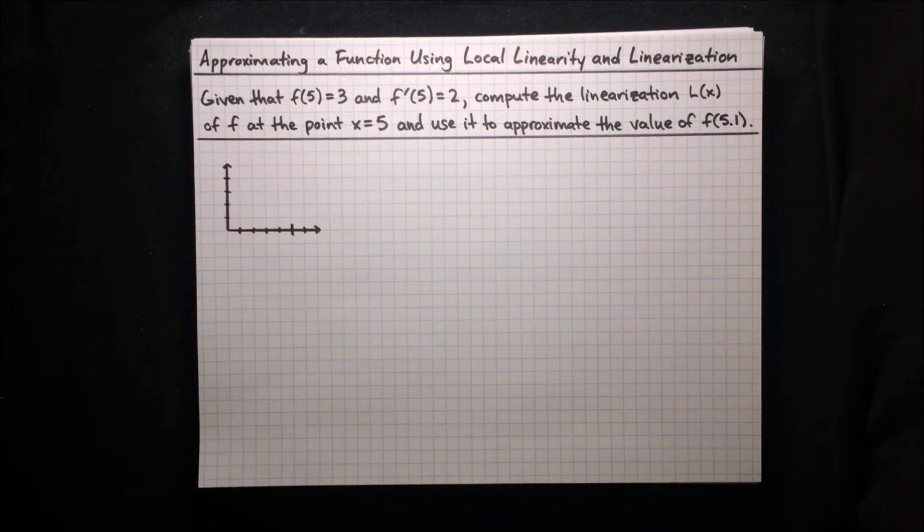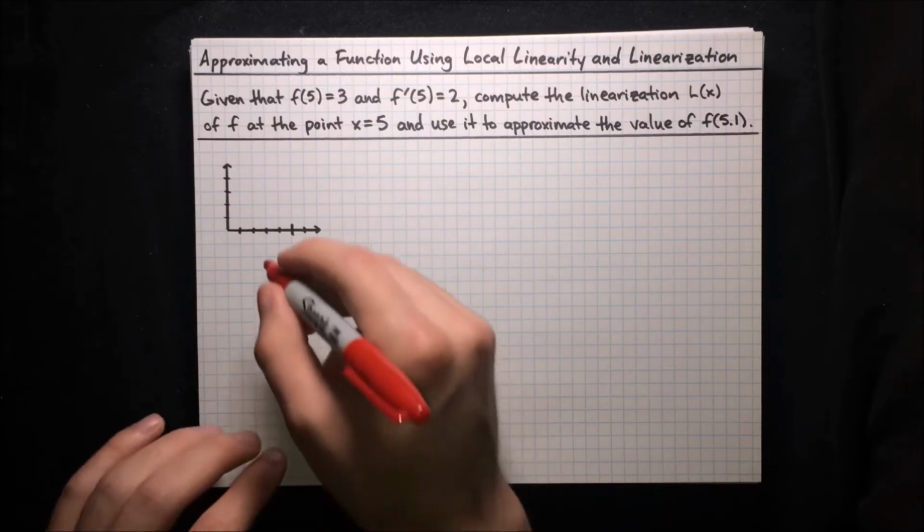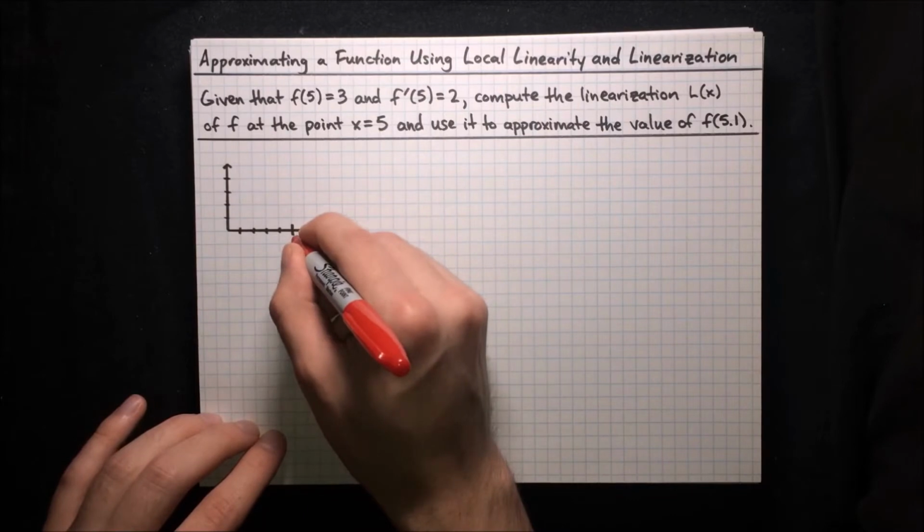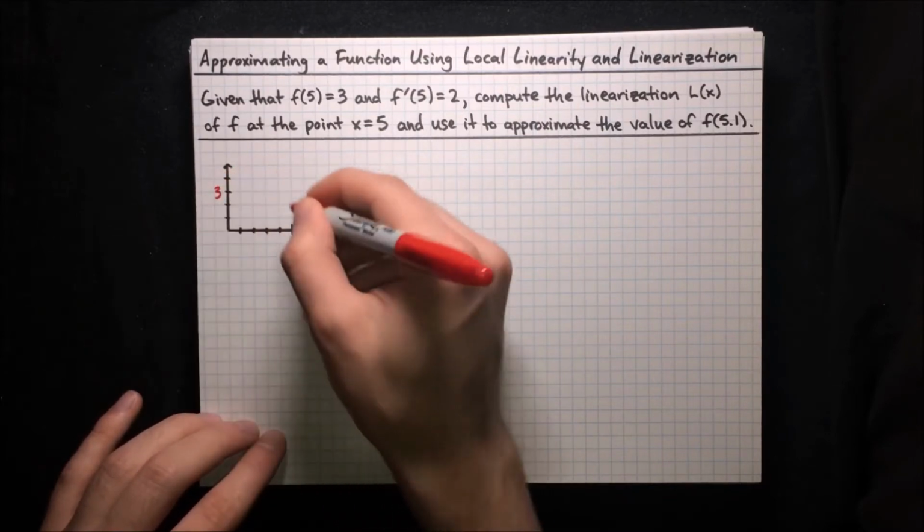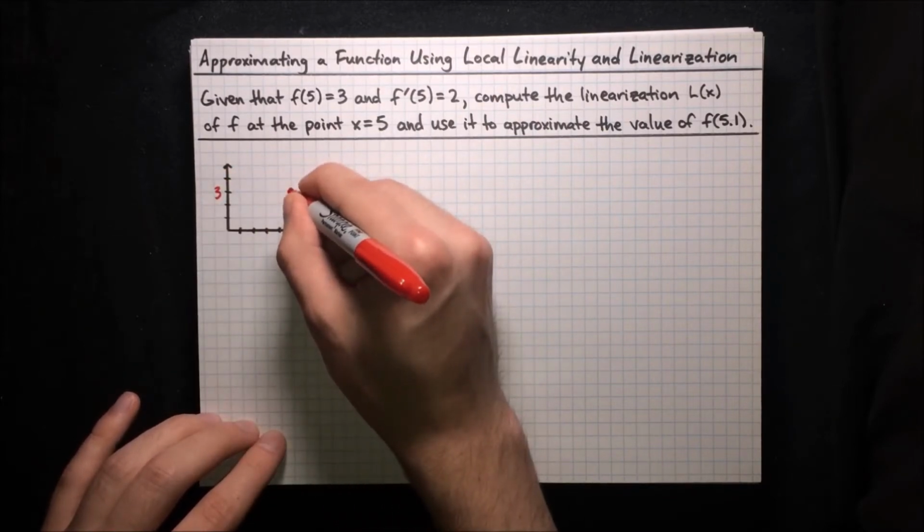Alright, so for starters, don't worry about the linearization part. Just think, if we're given that f of 5 equals 3 and f prime of 5 equals 2, then how can we approximate the value of f of 5.1? Well, to gain some intuition for the situation, why don't we plot this on a graph? If f of 5 equals 3, that means the point (5, 3) is on the function. Let's go ahead and plot it. Here is 5, and here is 3, and this is our point (5, 3).